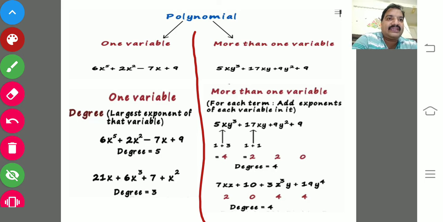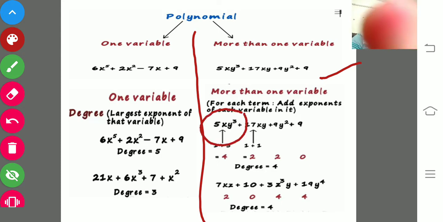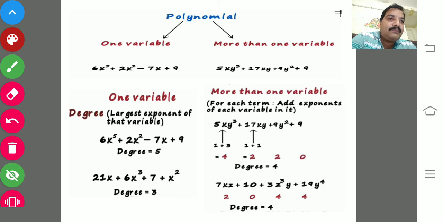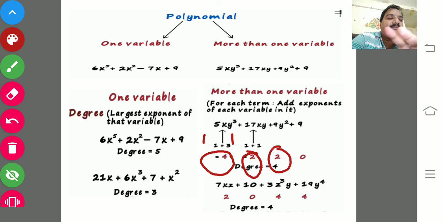Here I have taken the example 5xy cube plus 17xy plus 9y square plus 9. So how will you take the power here? This is very, very important. Here in 5xy cube, x has 1 power and y has 3 power, so the power is 4. In 17xy, x has 1 power and y has 1 power, 1 plus 1, 2. And in 9y square, it is directly given, the power is 2.